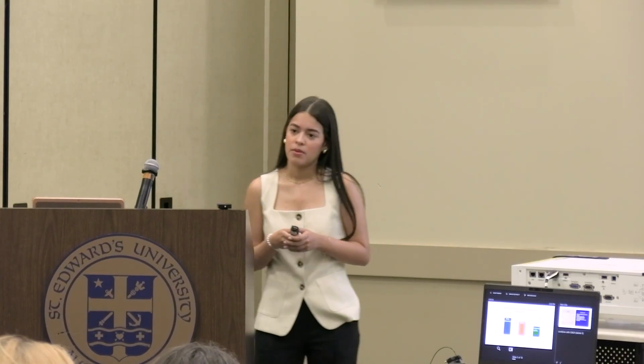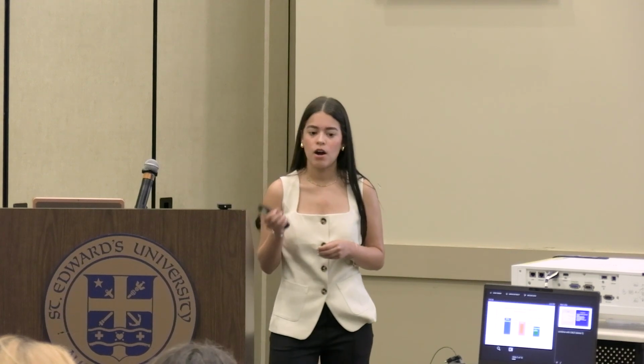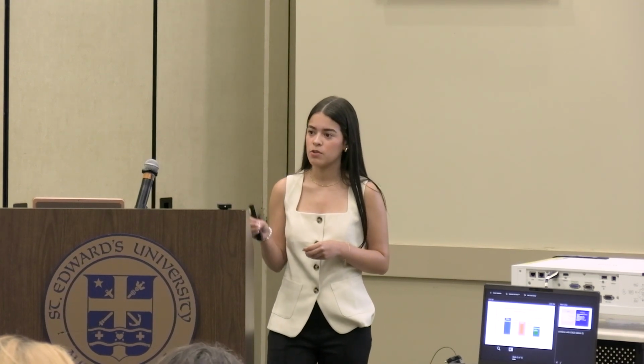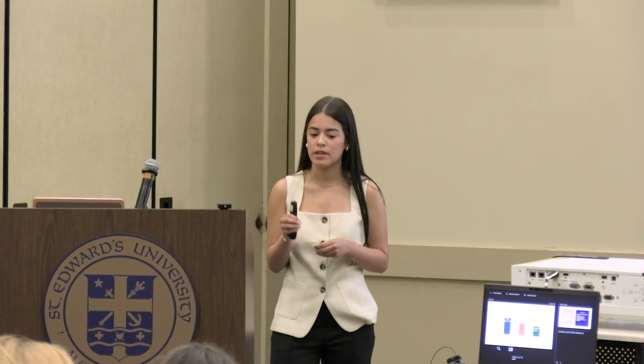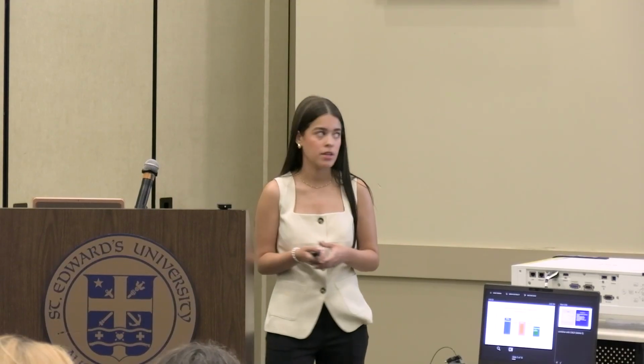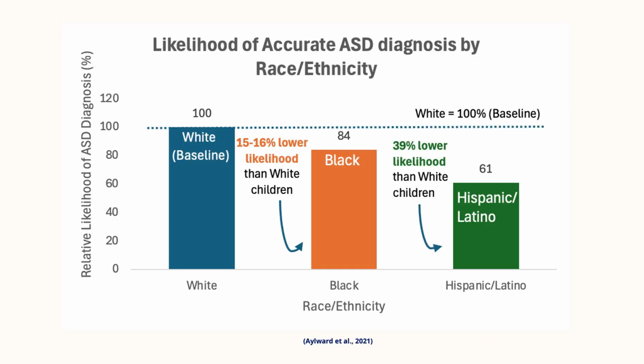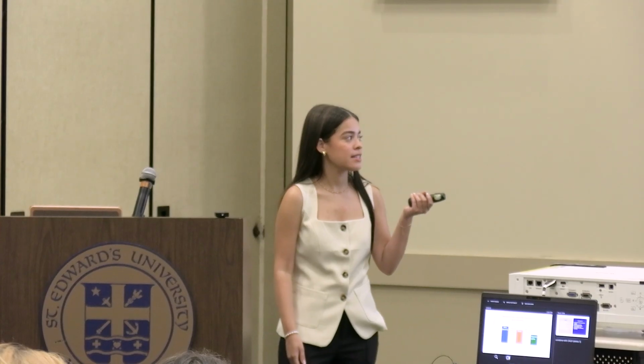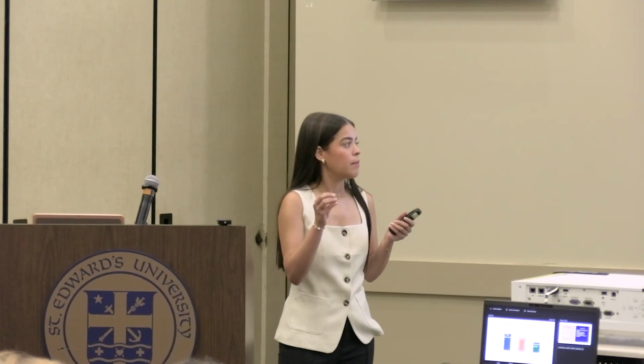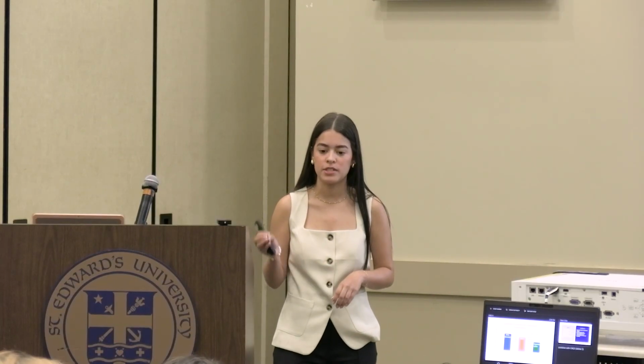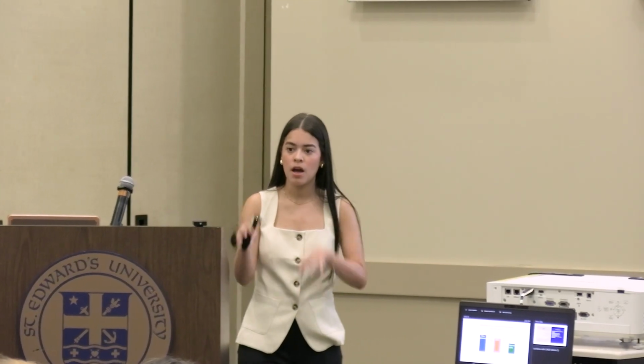The problem right now is that the likelihood of someone being accurately diagnosed with autism varies greatly according to what ethnic group they're a part of. So if you look at this graph, I know it looks very complex, but bear with me. If you specifically focus on the x-axis, that one is looking at the different ethnic groups: white, Black, and Hispanic individuals. And then the y-axis is looking at the relative likelihood of individuals in that specific ethnic group being accurately diagnosed with autism.